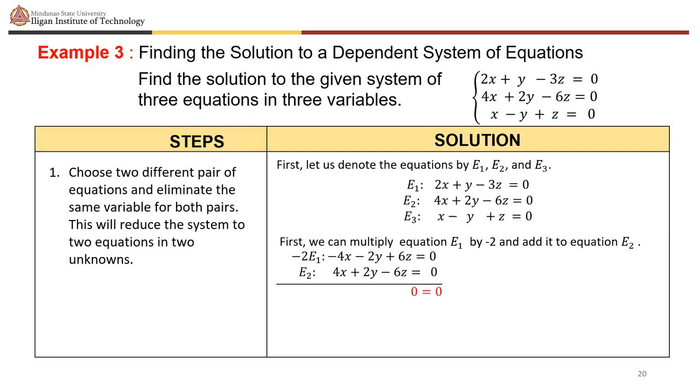And then we can multiply equation e sub 1 by negative 2 and add it to equation 2. So we have negative 2 times e sub 1. Since e sub 1 is this quantity, it becomes minus 4x minus 2y plus 6z is equal to 0. And because e sub 2 is 4x plus 2y minus 6z, we have it here equal to 0. When we add them, minus 4x plus 4x is 0, minus 2y plus 2y is 0, plus 6z minus 6z is 0. So this is 0 equals 0.